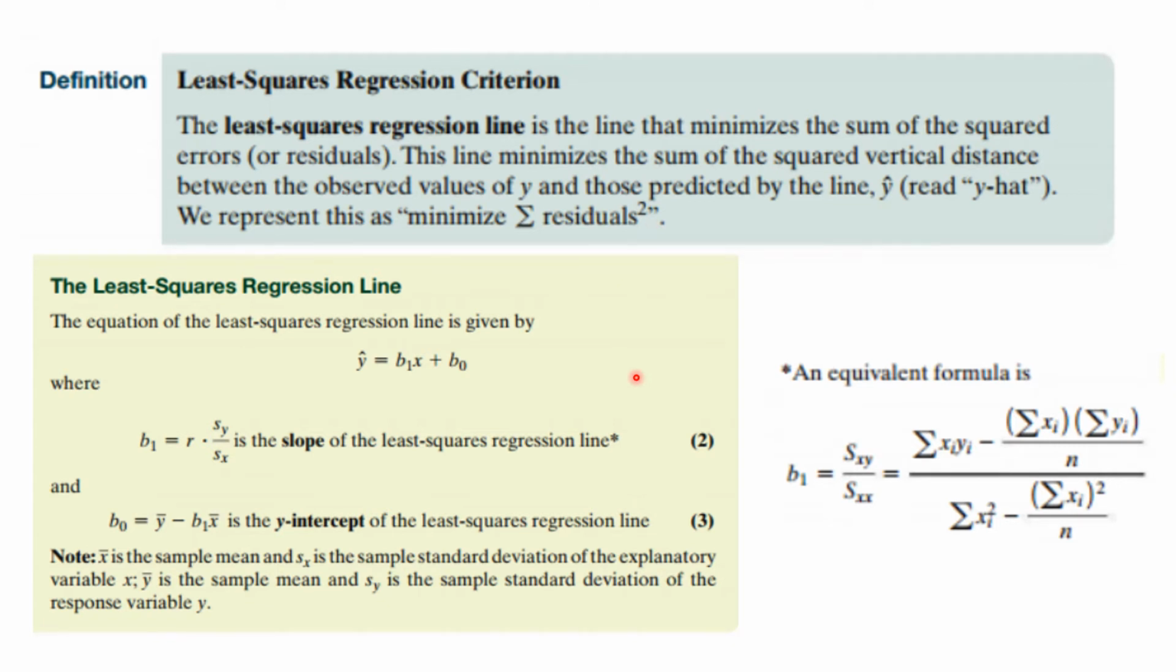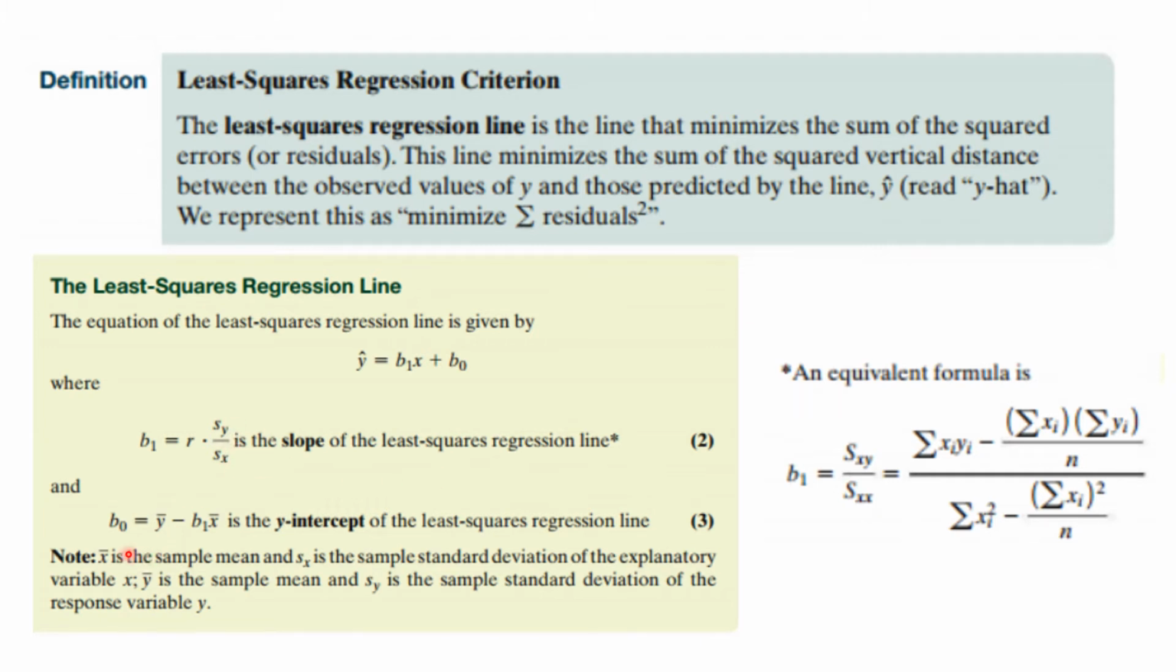Now in the video you learned formulas for these. The equation is y hat equals b1x plus b0. b1 is the slope and b0 is the y-intercept, where b1 is the correlation coefficient times the sample standard deviation of the response variable y divided by the standard deviation of the explanatory variable x. That's the slope. That's actually quite a calculation because these calculations are involved.